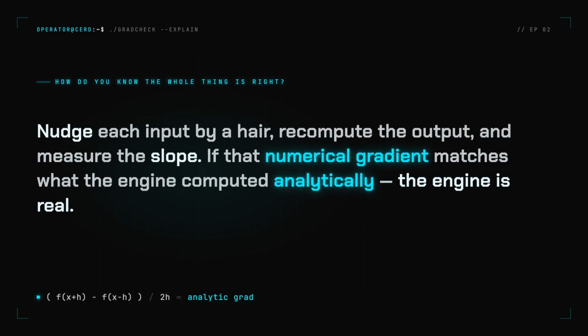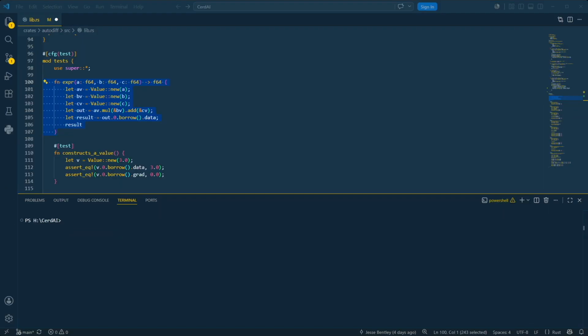But passing a select few tests that I'm handpicking, that's still not really proof. I need to check the whole thing against something that's independent. And this is generally called a gradient check. And it's honestly super simple. Remember, a derivative's just a slope, how the output moves when you nudge the input. So I'm literally just going to do that. Nudge each input by a tiny amount up and down. Recompute the output with plain arithmetic, no graph, nothing. Just measure the slope. And I'll put the formula on screen here.